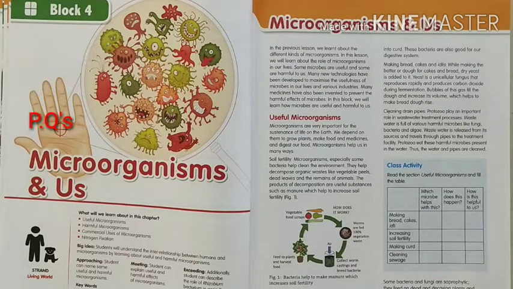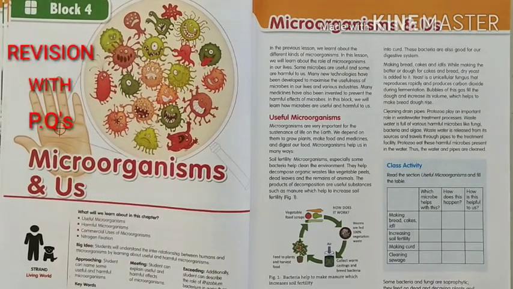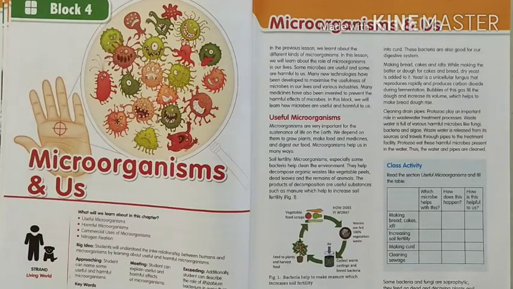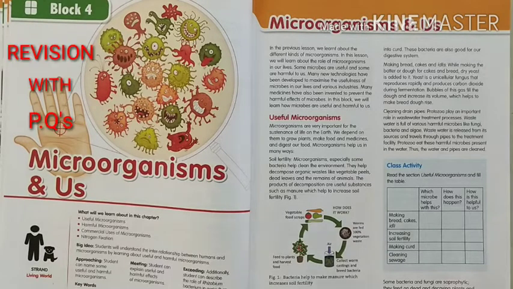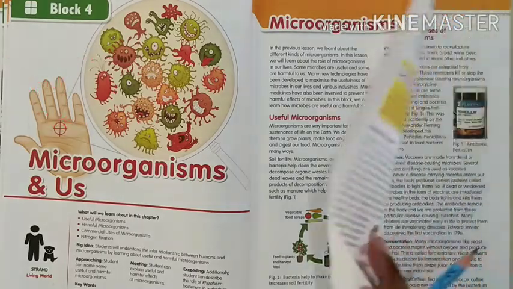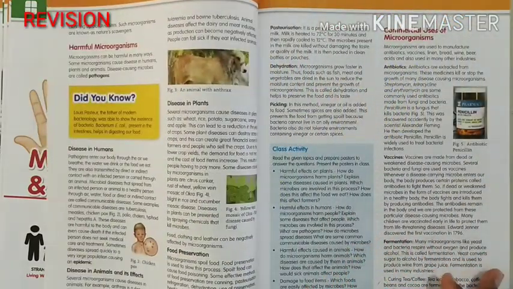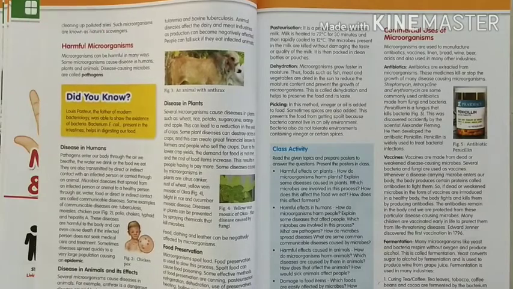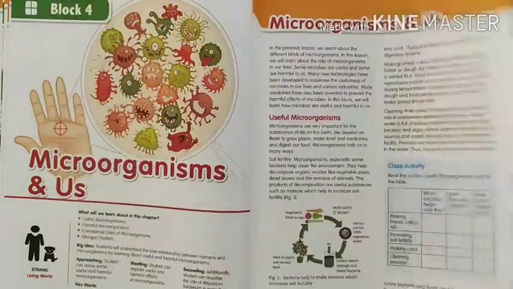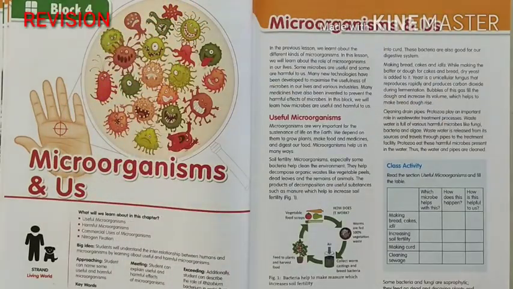So students, in this video we revise our block 4, that is microorganisms and us. In this block we revise what are the useful effects of microorganisms and what are the harmful effects of microorganisms on animals as well as on plants. Then we discuss about what are the commercial uses of microorganisms, and after that we discuss nitrogen fixation and our PQs. Clear?